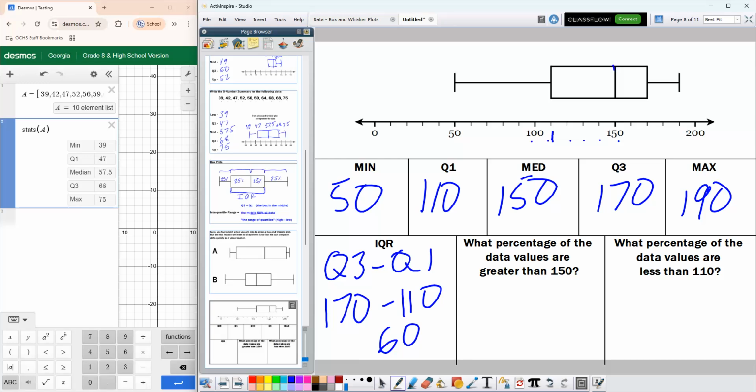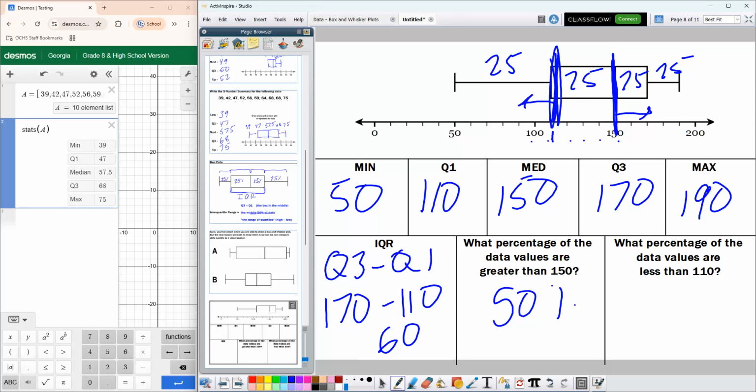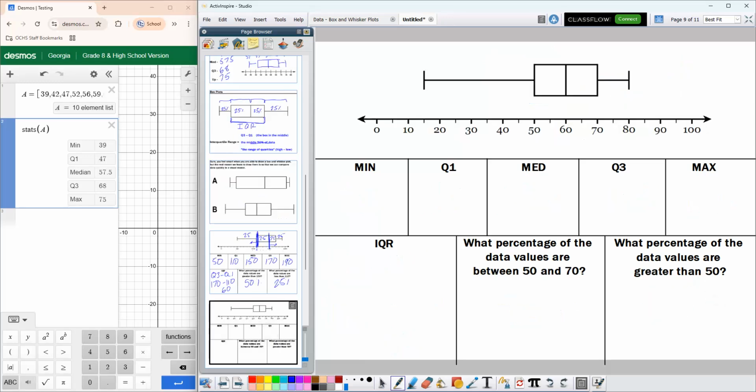What percentage of data values are greater than 150? Well, 150 is right there, and we want greater than 150. This would be 25%, that's 25%, and that's 25%. So 50% of the data is greater than 150. What percentage of the data values are less than 110? Well, 110 is right here. Which ones are less than that? That would be 25%.